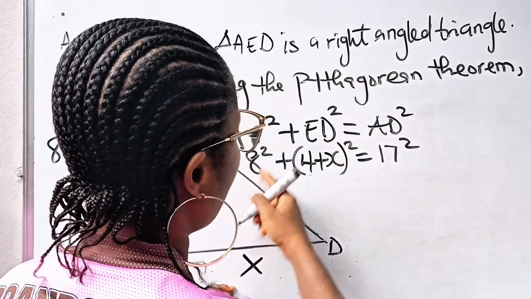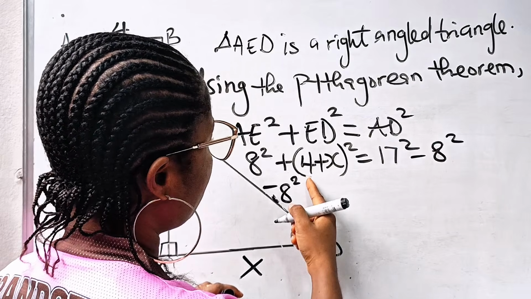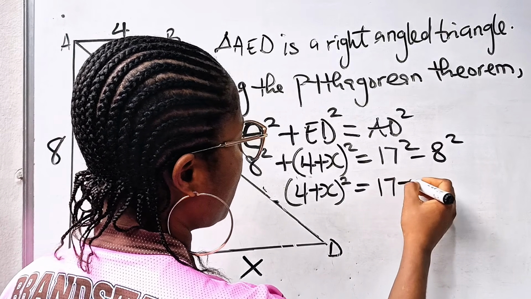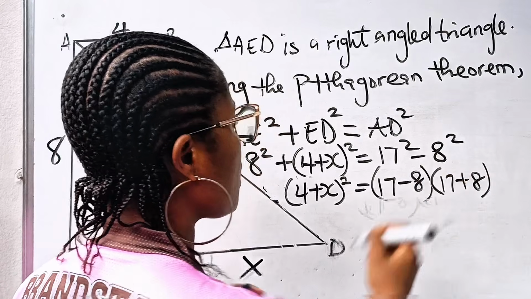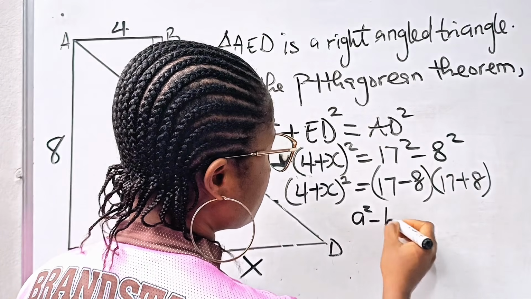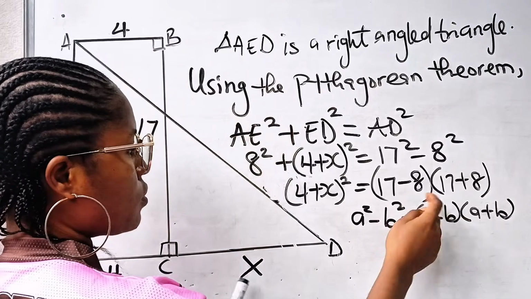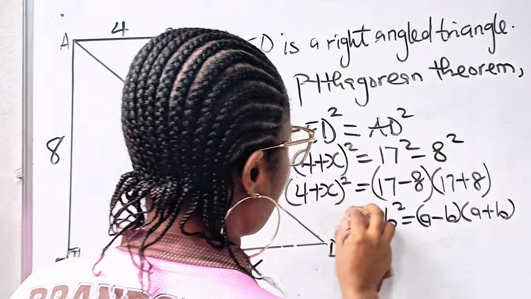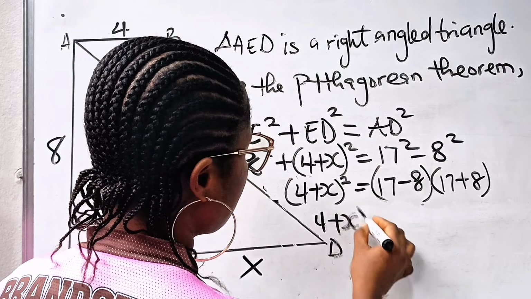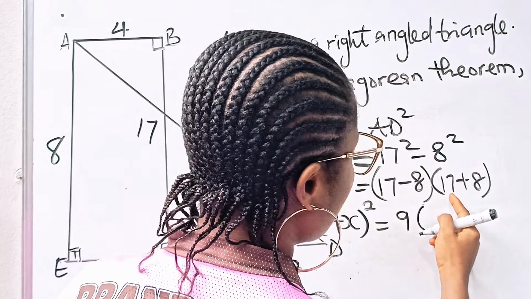So I'll transfer this 8 squared to the other side. If I subtract 8 squared from here and also from here, what I'll have left here is 4 plus x squared is equal to 17 minus 8 times 17 plus 8. Remember that when you have two perfect squares, a squared minus b squared is equal to a minus b multiplied by a plus b. That is what I did here, because I don't want to start solving for the squares separately. So we have 4 plus x squared is equal to 17 minus 8 is 9, and 17 plus 8 is 25.